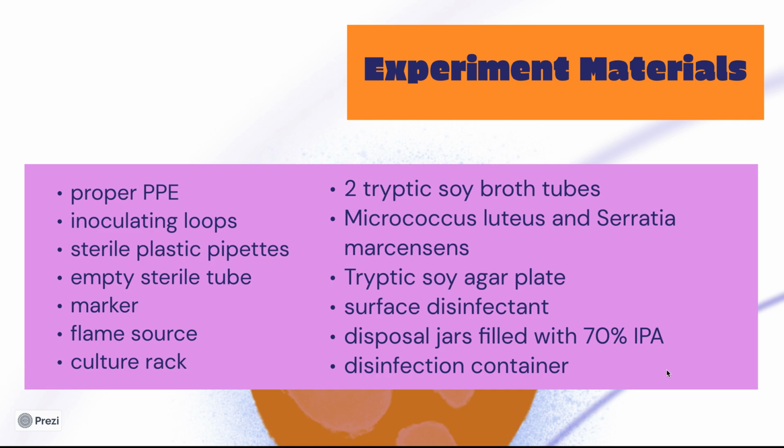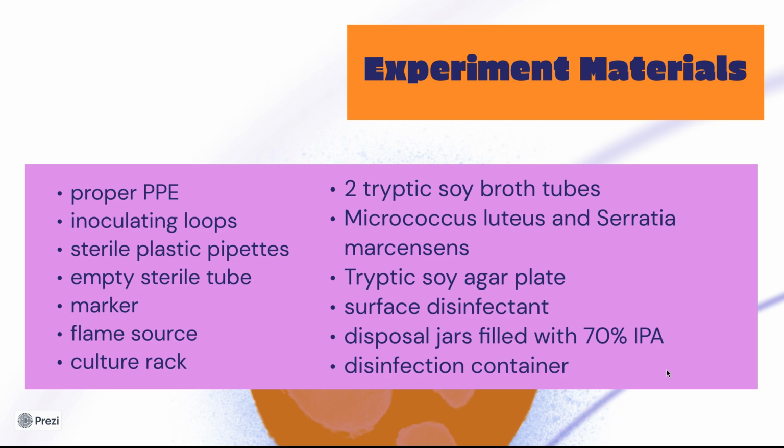All right, so the things that you will need for the lab: you're going to need proper PPE, which includes your gloves, your lab coat, and your safety goggles. You're going to need inoculation loops, sterile plastic pipettes, and an empty sterile tube. You're going to need a marker, which is what we're going to mark our plate with, just so we know what's in it. Flame source, this can be your candle and a lighter.